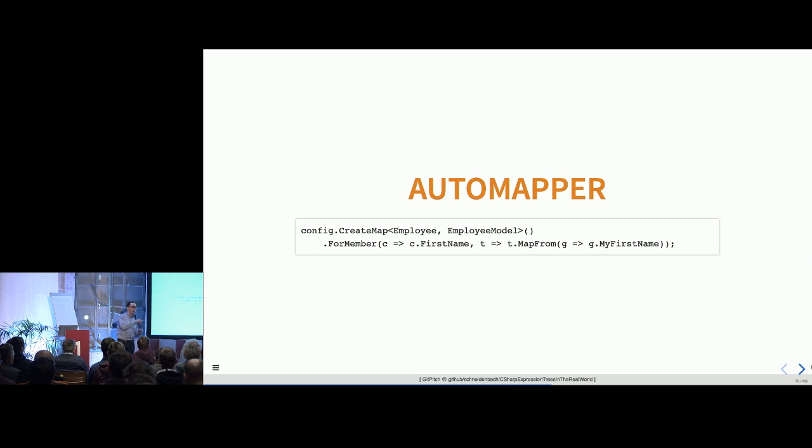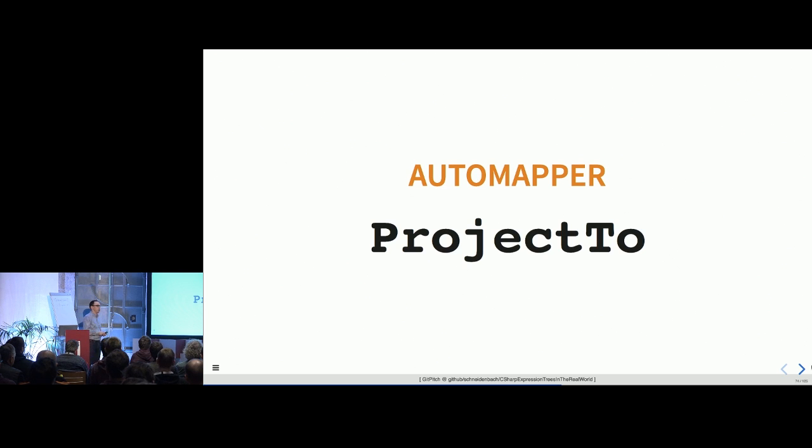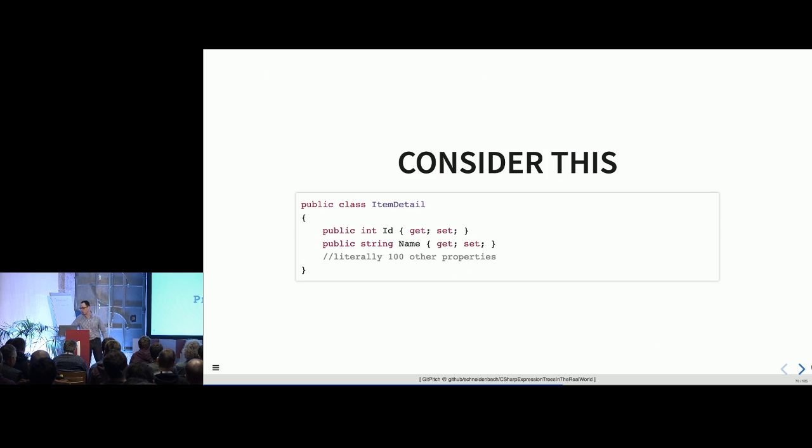If you look at them, the map from uses expressions. They all use expressions under the hood. And this becomes really powerful when you do something like project to. How many people use AutoMapper with project to? There was a lot less hands that time. This is magic. Let me show you.